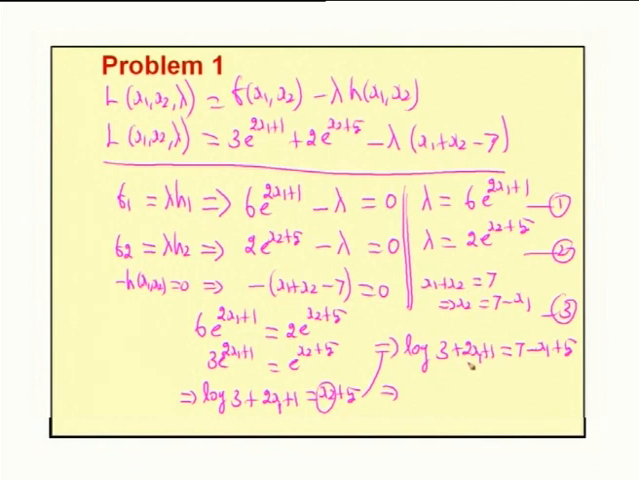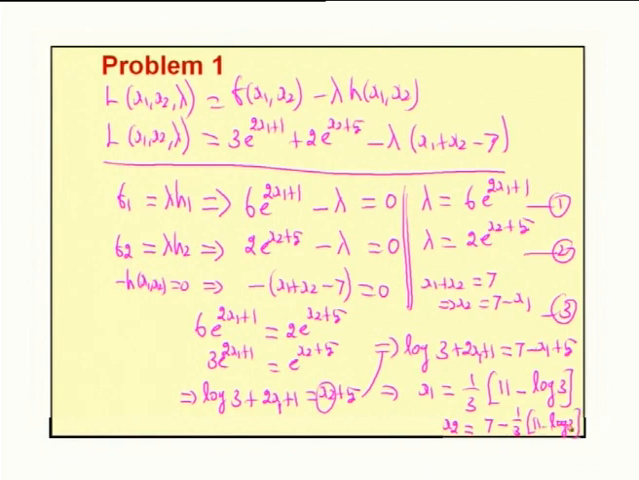So, from this equation, we get the value of x1 as, if we take this x1 to this side, we have x1 equal to 1 by 3 into 11 minus log 3. So, by simplifying this equation, we get our x1 value equal to 1 by 3 into 11 minus log 3. Now, by substituting this x1 in equation 3, we get the value of x2 as 7 minus 1 by 3 into 11 minus log 3.